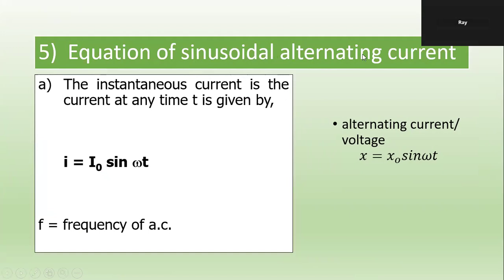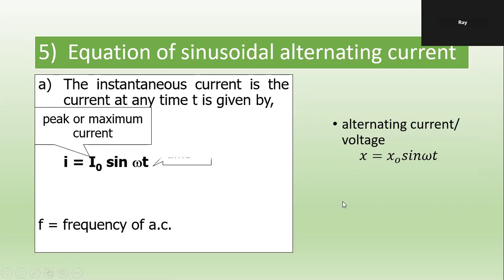Equation of sinusoidal alternating current. Instantaneous current is the current at any time t, given by the formula, where f is the frequency of the alternating current. It can be found in the syllabus. You can use I or you can use V, same thing, same formula.